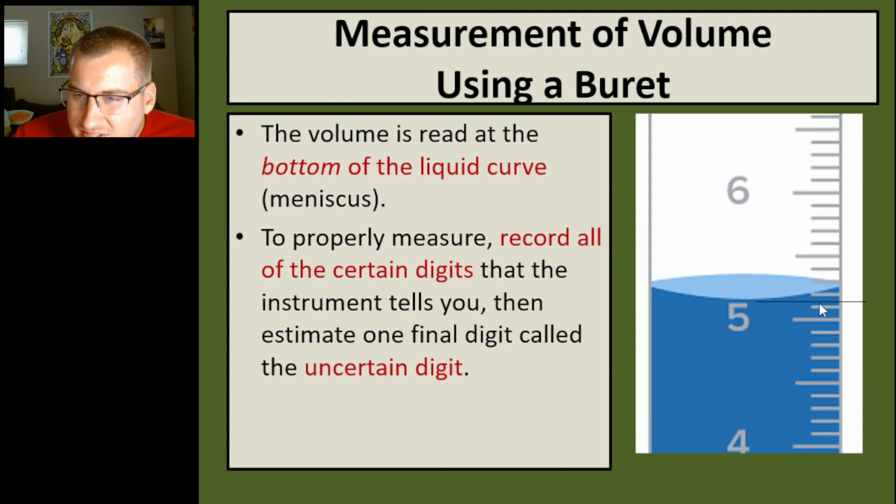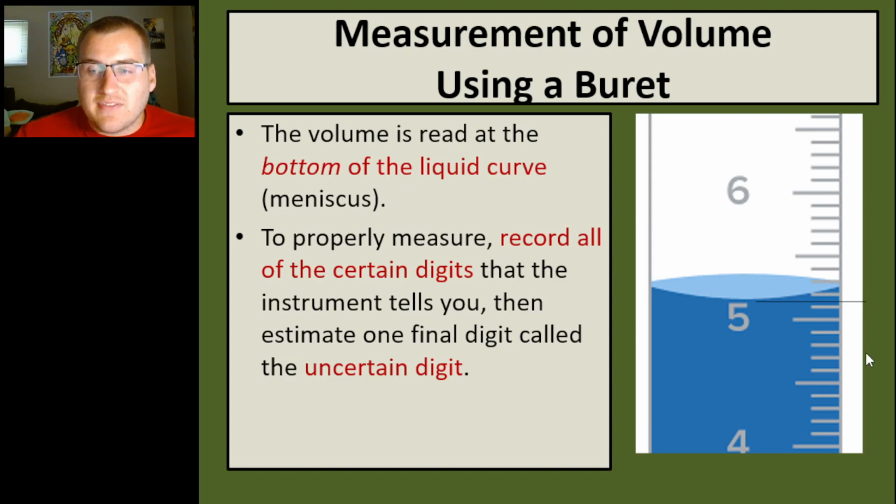I can also read these little markings on here. I have some markings here, here, and here. I think it's definitely between these two, and there's not really an argument that could be made. Maybe our eyes are slightly different, but the markings on the instrument tell us that our reading should definitely be between those two lines. Those are all certain digits.